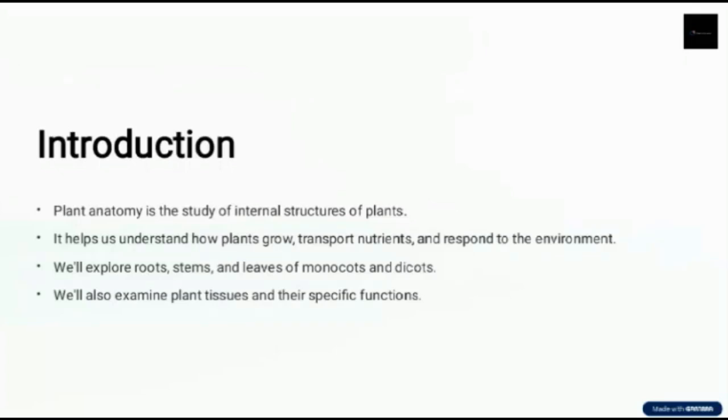Flowering plants can be classified into two based on their seed leaf. That's the leaf that comes with the seed. I repeat again. Flowering plants can be classified into two based on their seed leaf. Number one, monocotyledon, and two, dicotyledon. Monocot for short, dicot for short. Monocotyledon, dicotyledon. Full stop. Now, let me explain.